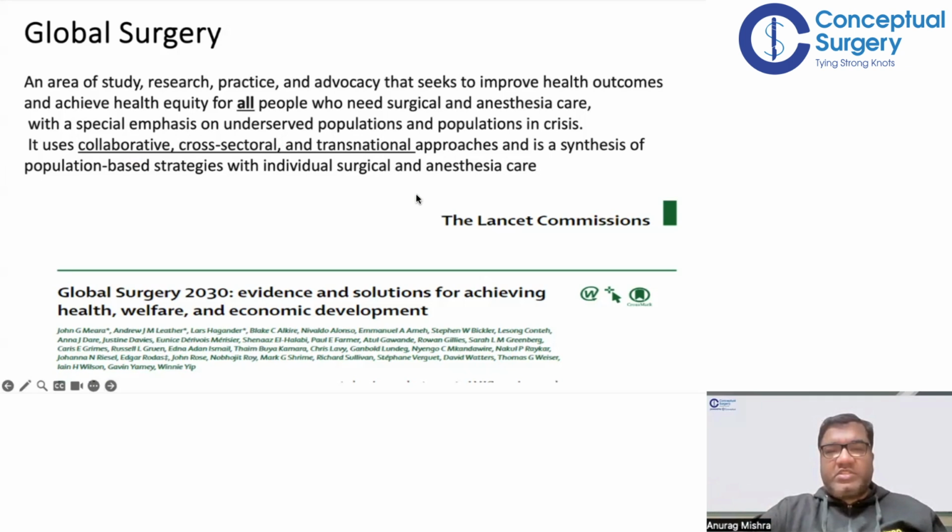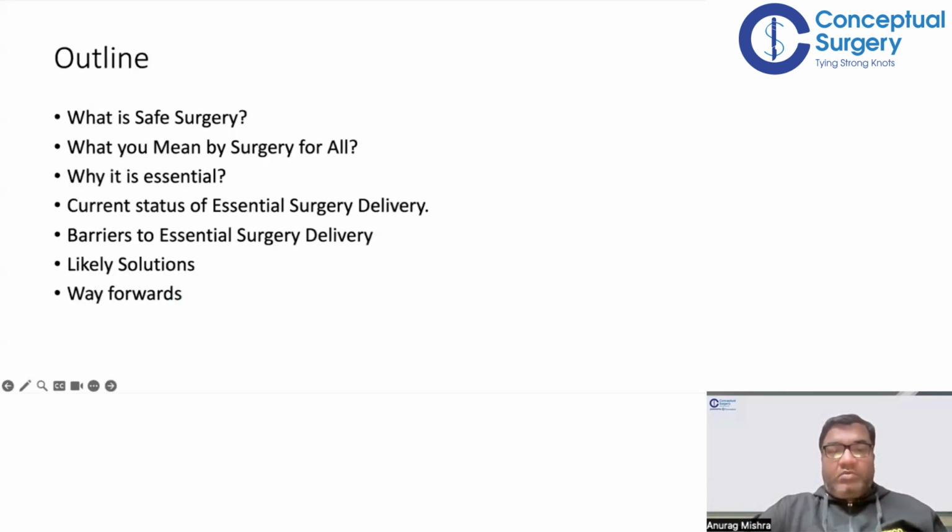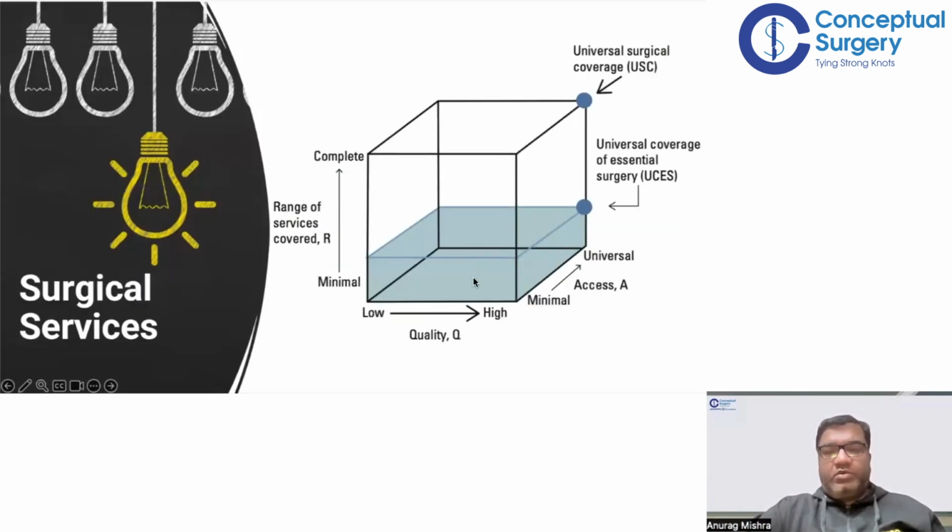Now, this definition was given by the Lancet Commission, which created a report that is guiding the whole global surgery movement. This came in 2015. Whatever practice you do in life, whether you are a private practitioner, an academician, or a researcher, I'm giving you a metric by which you can measure and improve your service. So how do we measure our services?